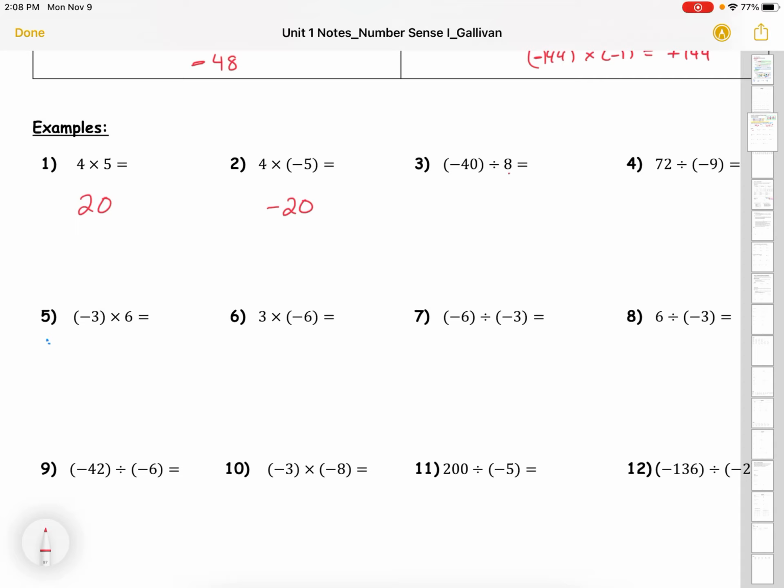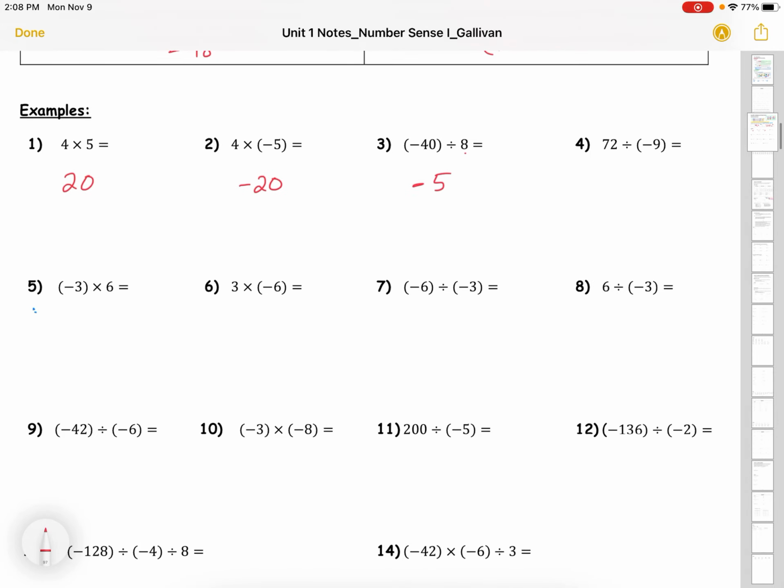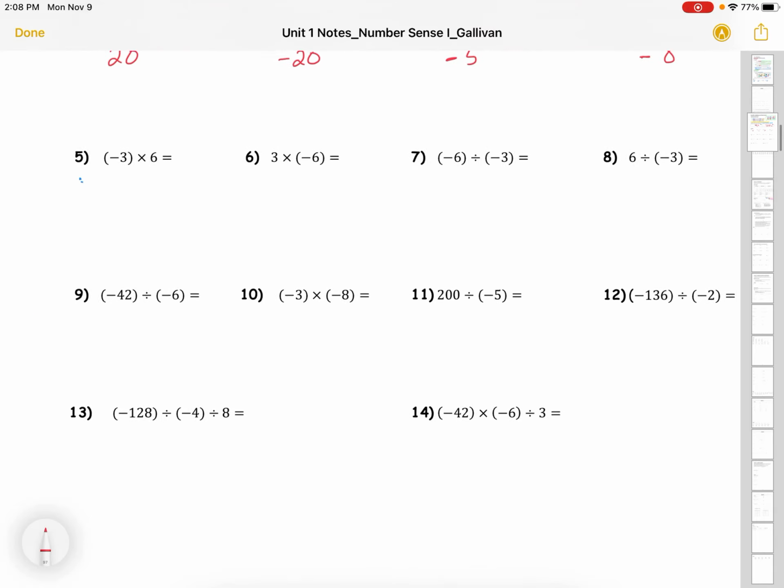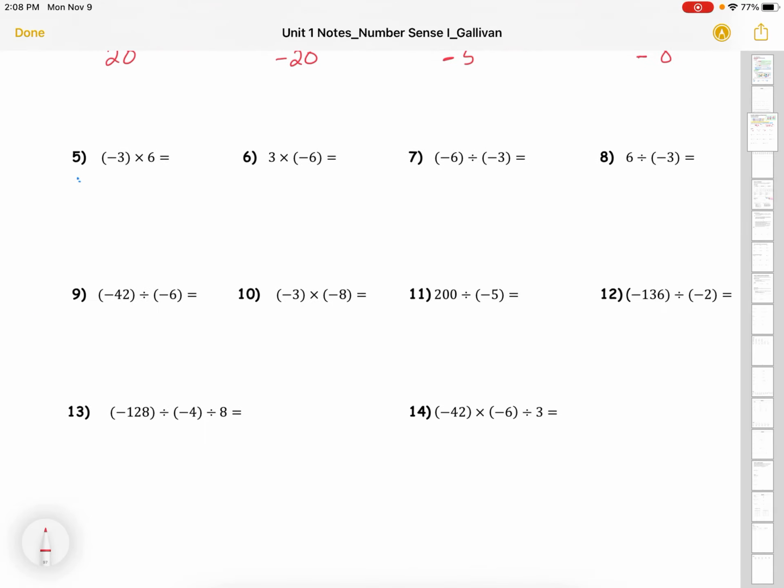Here, it's a division question, negative 40 divided by positive 8. So negative divided by a positive, they're different signs, so my answer will be negative 5. 72 divided by negative 9, positive divided by a negative, I'll get a negative, and it'll be 8. Okay, negative 3 times 6, I got a negative times a positive, so my answer will be negative, and it'll be 18.